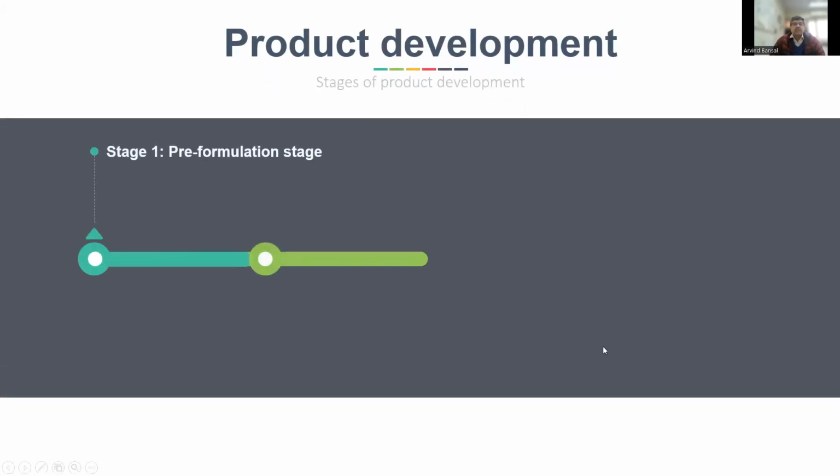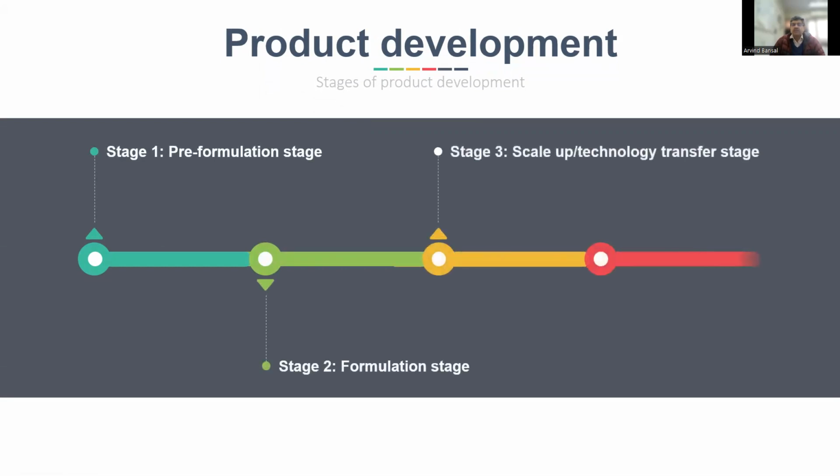Once the project selection has been finalized and a formal notification has been issued to the research and development department, the product development starts. This is carried out in different stages, named as stage 1, pre-formulation stage; stage 2, formulation stage; stage 3, scale up and technology transfer stage; and stage 4, which is the validation or the commercial manufacturing stage.